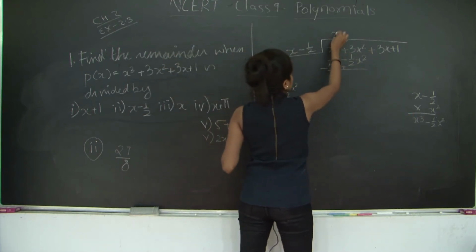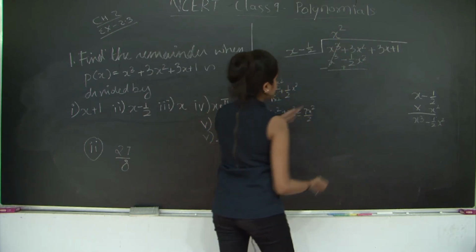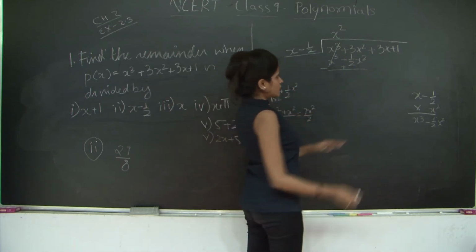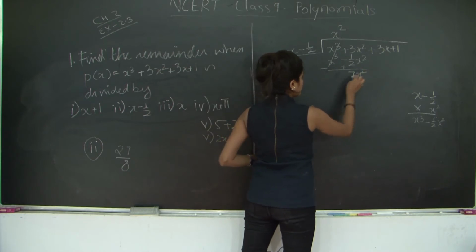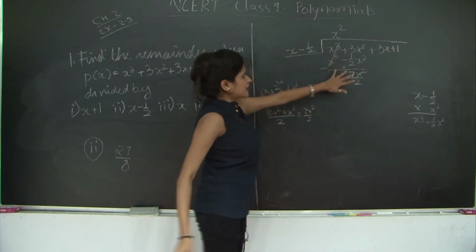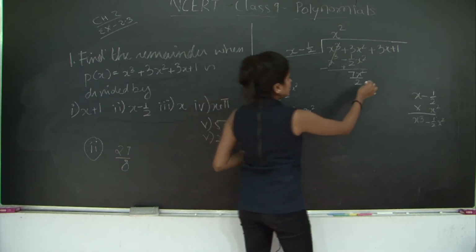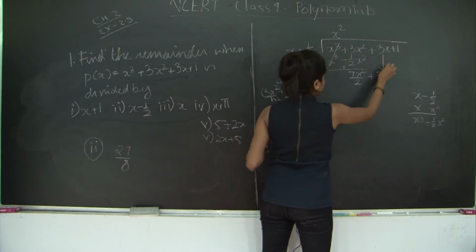So x minus half into x square, oh I forgot to write it here. So x minus half into x square gives me x square minus half x square. The output here is 7x square by 2, and this is positive, sign of the greater number, and here also it's getting added. So 7x square plus 2 plus 3x. I am getting down 3x.